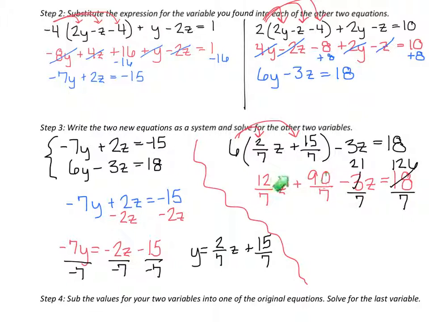7, what's negative 21 plus 12? Negative 9 over 7z. The fractions will go away here in a second, I promise. Okay, and then say I subtract 90 over 7 to the other side.